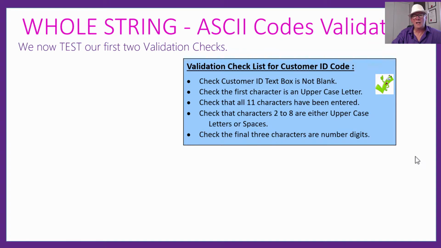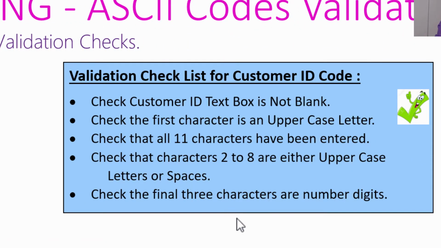So we've done 2 validation checks so far. This is the list we need for that customer ID box. We need to first up check it's not blank, because having stuff blank can cause program crashes. That's really bad. Existence checks, that's usually the first check you do. Make sure stuff's not blank.